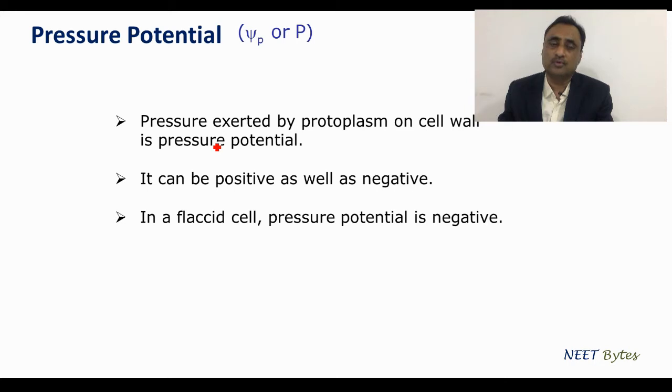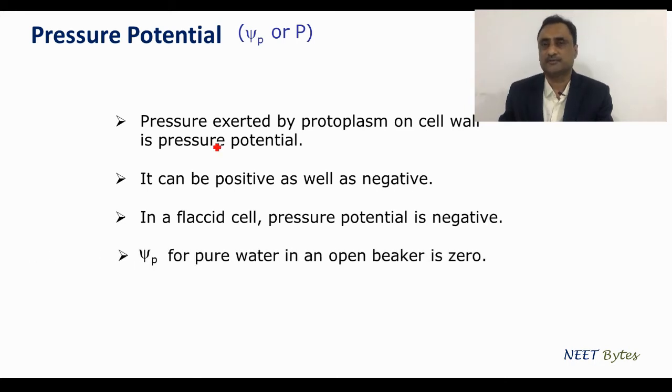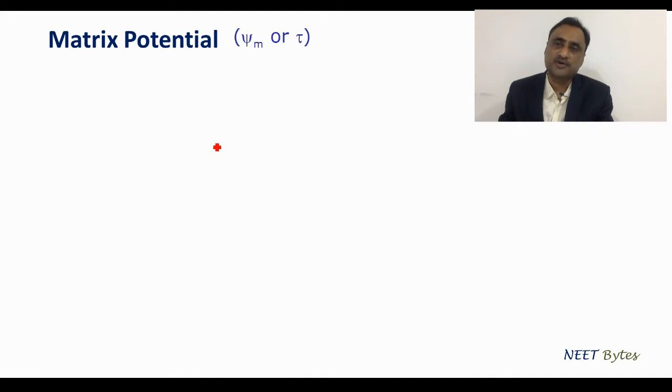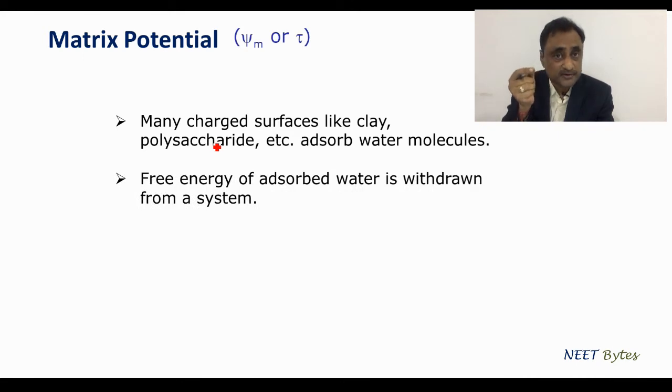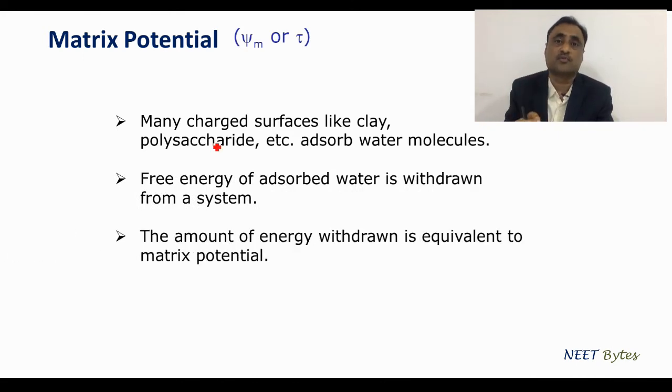Let's talk about the next, the matrix potential. The very concept of matrix potential is nothing but an extension of imbibition. What happens in imbibition? The water is going to imbibe, so naturally the energy associated with that water is also going to be lost. So here also the value is always negative. It cannot be positive, because energy is withdrawn from the system due to imbibition of water. Matrix potential is represented by the Greek letter tau.